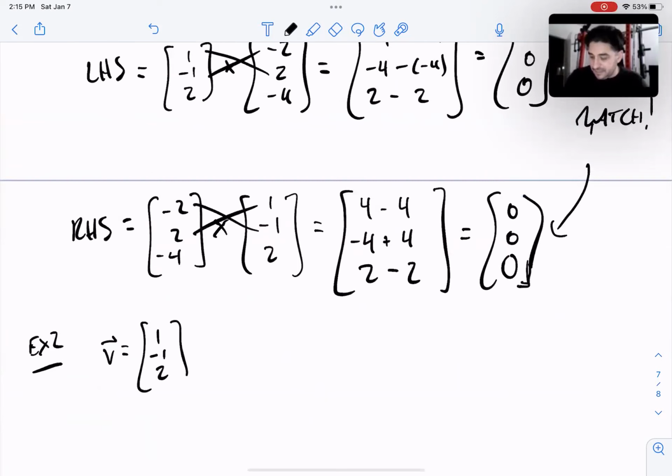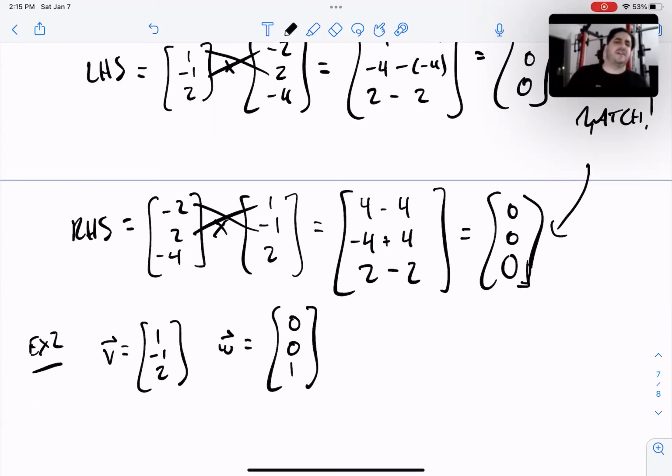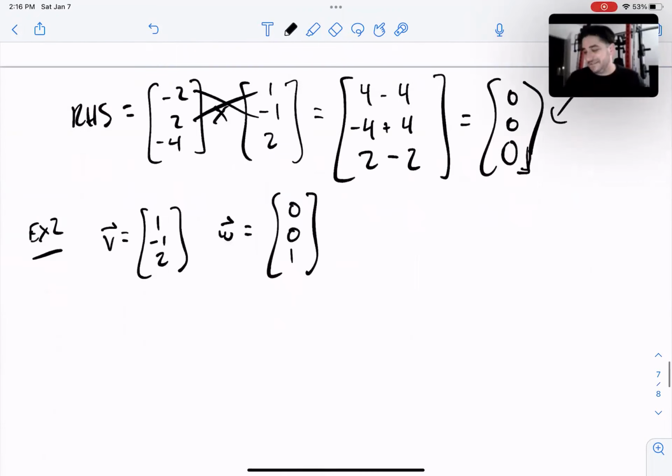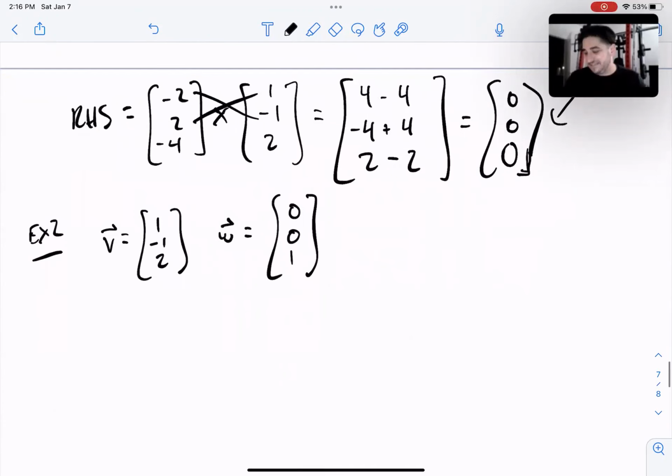Let's try another example. Let me try the same V, but I'm going to pick a new W. How about something simple? Let's pick 0, 0, 1. I'm going to pick a very different W. You may as well pick some zeros, right? Make it easy to compute with. I got a bad feeling about the last one, the fact that they both came out to zeros.